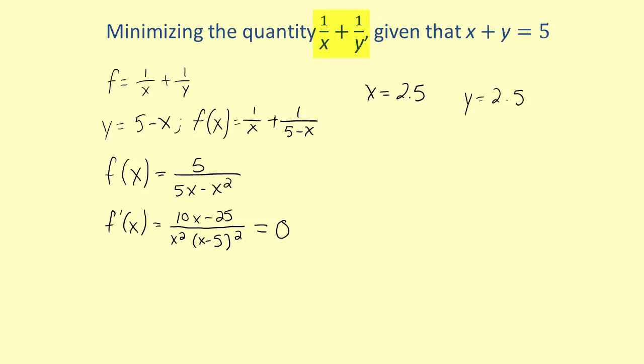Let's substitute those back into the quantity 1 over x plus 1 over y and solve. Doing this results in f of 2.5 is equal to 1 over 2.5 plus 1 over 2.5, which is equal to 0.8. Therefore, the quantity is minimized when x equals 2.5. In this case, the minimum quantity is 0.8.